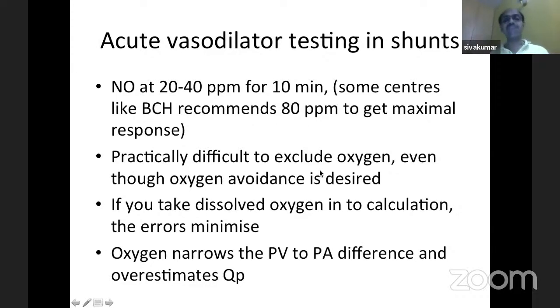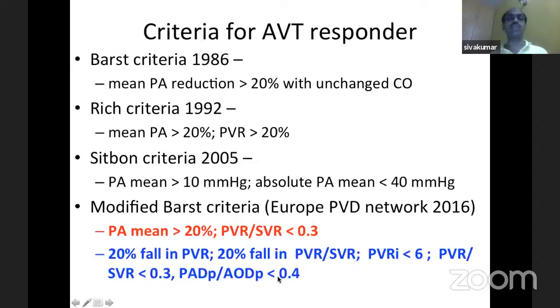It's practically difficult to avoid oxygen when you are giving nitric oxide because this is given as a combination. And so oxygen cannot be avoided. You have to take the dissolved oxygen into calculation. Oxygen narrows the PV to PA difference, and so it often overestimates the QP in the majority of the shunts.